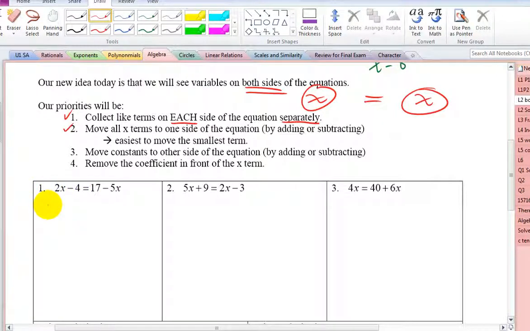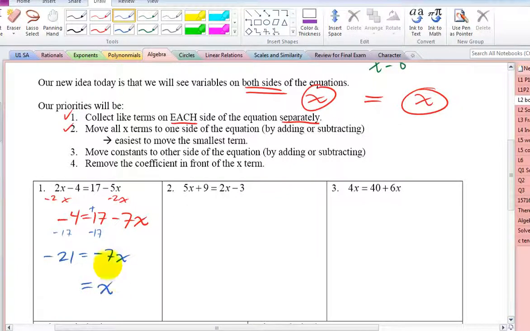How do we move the 2x? Minus 2x. So we get negative 4 equals 17 minus 7x. Now what do? We have to move the 17. Subtract it, because in front's a plus sign, so we minus 17 both sides. We get negative 21 equals negative 7x. What's our last step? Divide by negative 7. And our answer then is 3.